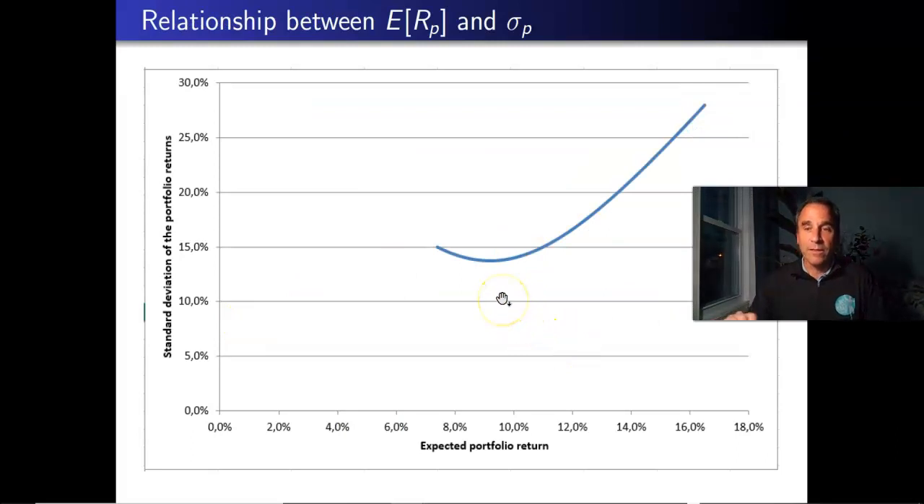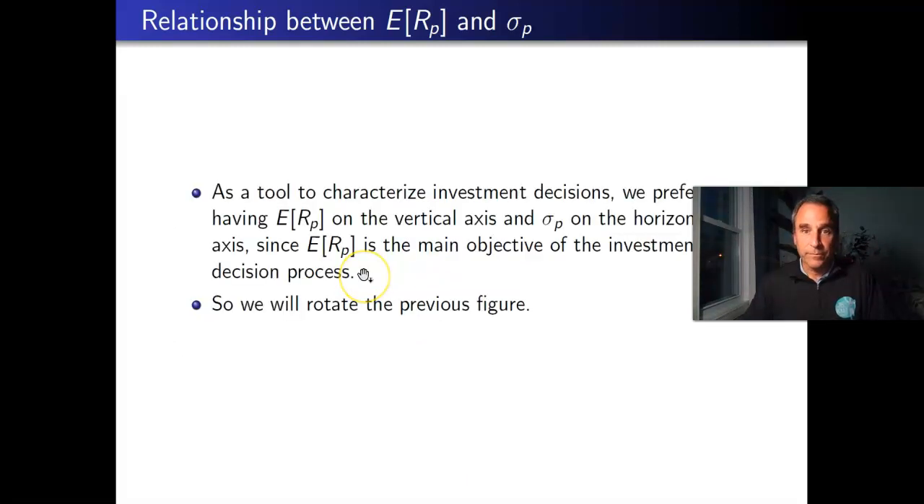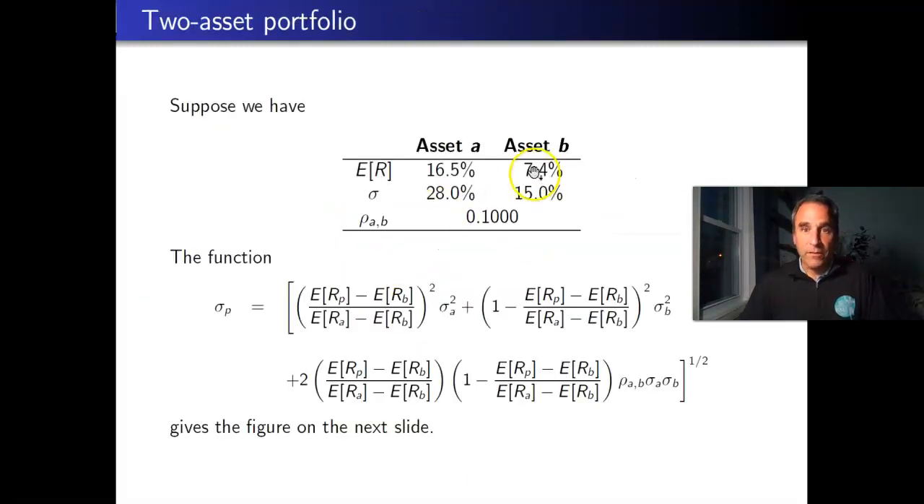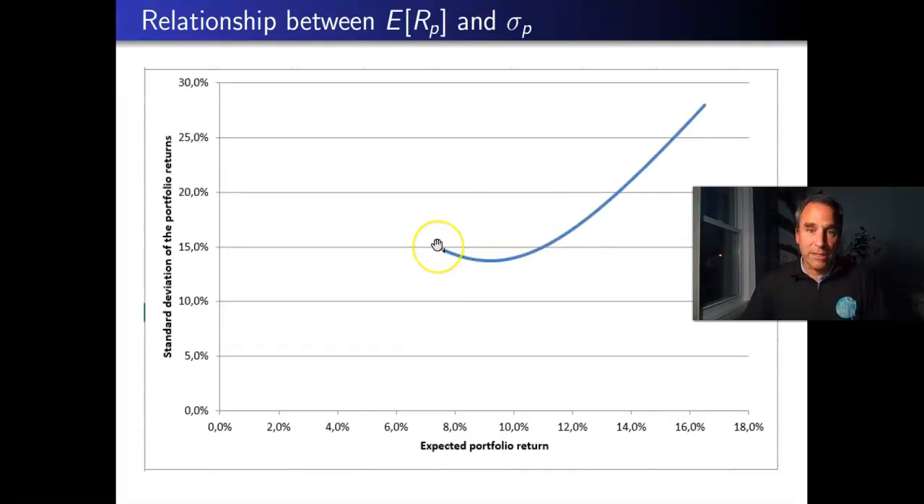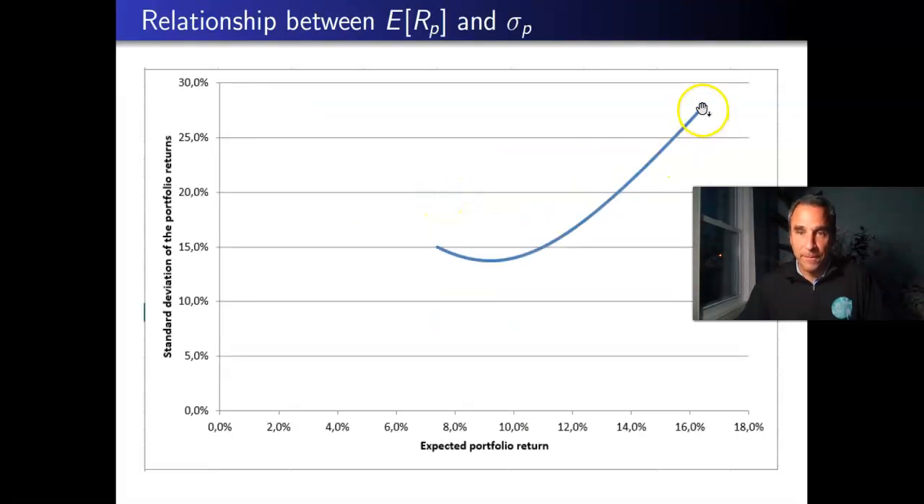So here's what the last equation gives on a graph. So we have expected portfolio return here, and we have standard deviation of the portfolio here. So this point here is 7.4 and 15. This is asset B. This point here is 16.5 and 28. This is point A.